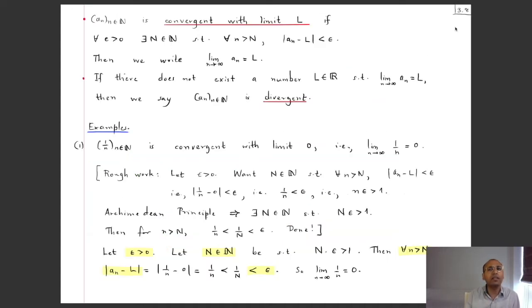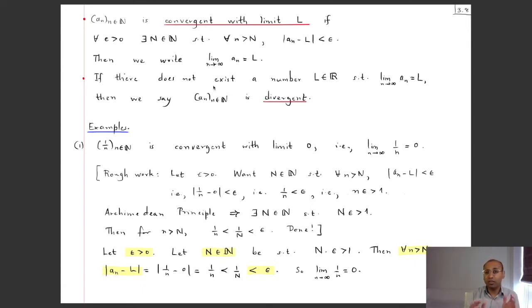Before we do that, let's recall the definition again. a_n is convergent with limit L if for every epsilon positive there exists an index capital N such that beyond that index the distance of the nth term to the claimed limit is less than epsilon. If this happens, we succinctly write it as limit as n tends to infinity of a_n is equal to L, and by that we mean that the sequence a_n is convergent with limit L.